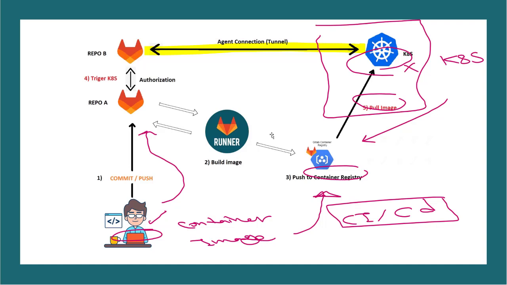Done. So by CI/CD, we could build an image, push it to the container registry, and then in the deploy section, deploy our application on the Kubernetes cluster using the image that was on the GitLab container registry.